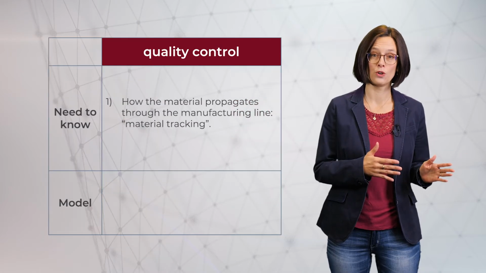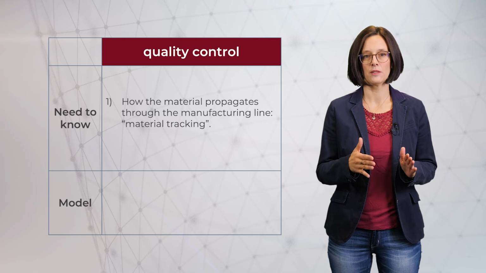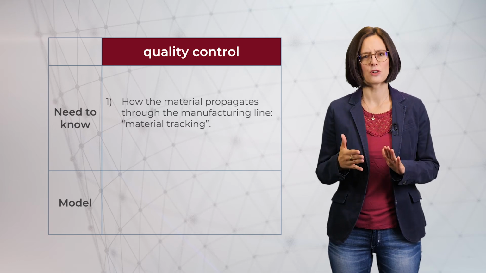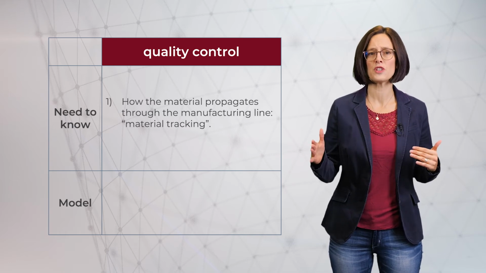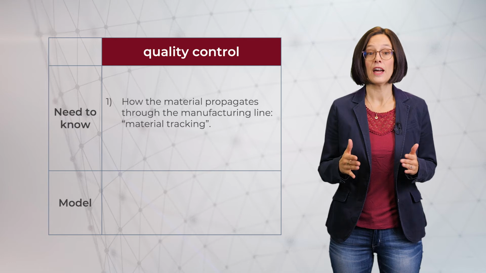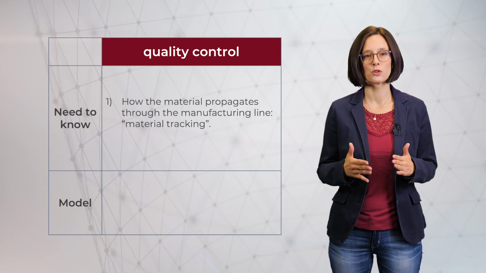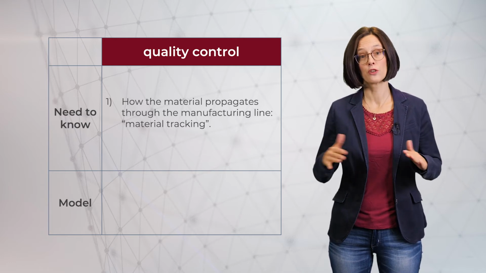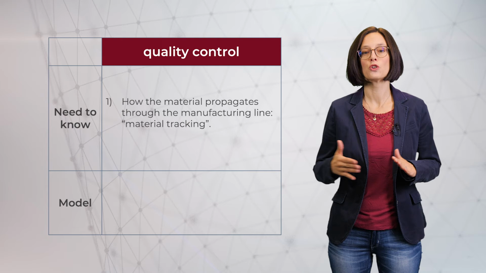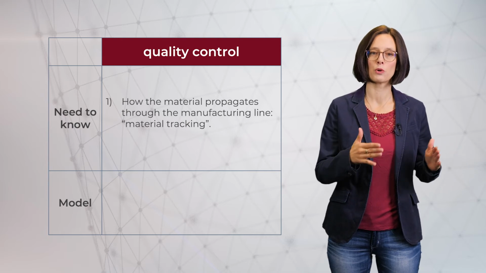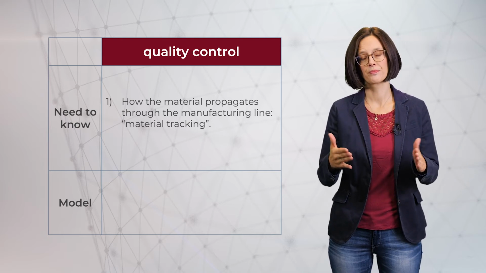For quality control, we need to track the material. The measurement and discharge locations are often at different positions in the manufacturing line, and one needs to be able to monitor the propagation of the material through the manufacturing line to know when out-of-spec material approaches the discharge point.